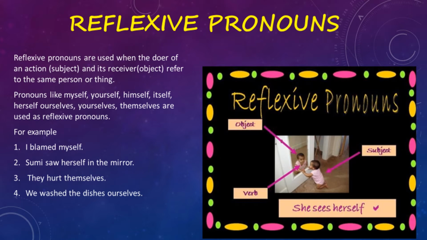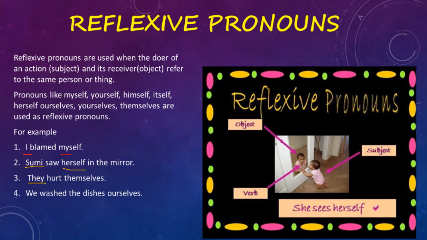I blamed myself. Now I is the subject, and you know that when subject pronoun is I, object pronoun will be my. But as we are learning about reflexive pronoun, we have to add self, S-E-L-F, self. Okay, so it is myself. Next, Sumi saw herself in the mirror. Now, Sumi is a girl. So we have used herself, because for a girl we use object pronoun as her.